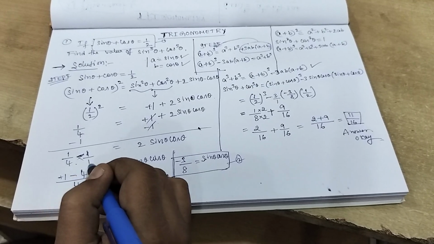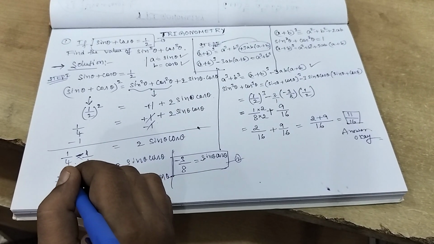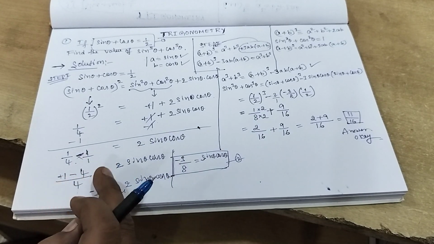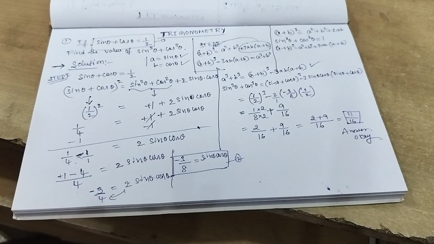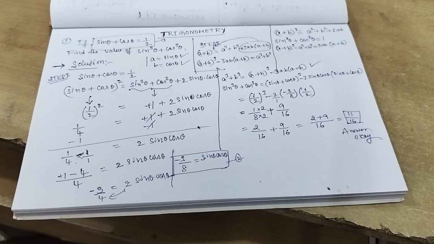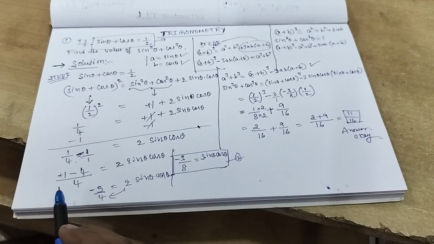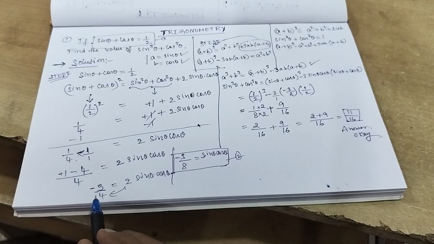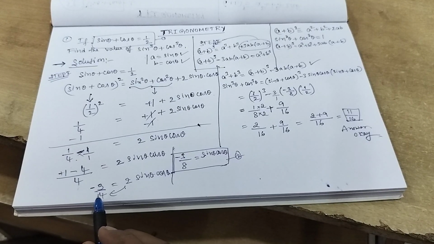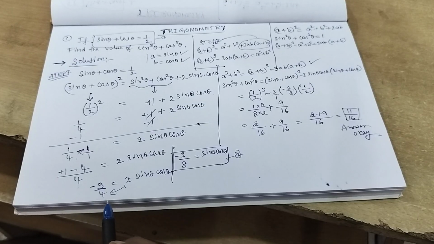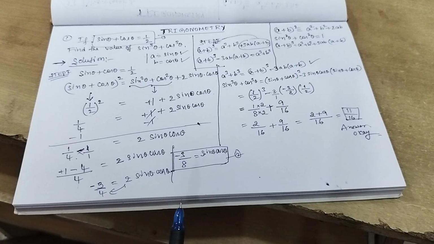So now when you take the LCM, we end up with (1 minus 4) by 4, which is equal to 2 sine theta cos theta. So plus 1 minus 4. Integer operation: when you have unlike signs, you have to subtract and put the sign of the greater number. So plus 1 minus 4, we subtract, 4 minus 1 is 3, and the greater number is 4, which is negative. So minus 3 over 4, which is equal to 2 sine theta cos theta.